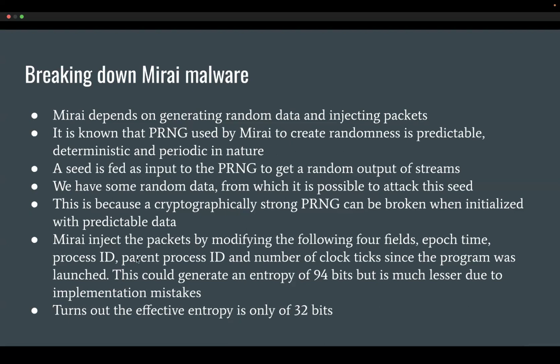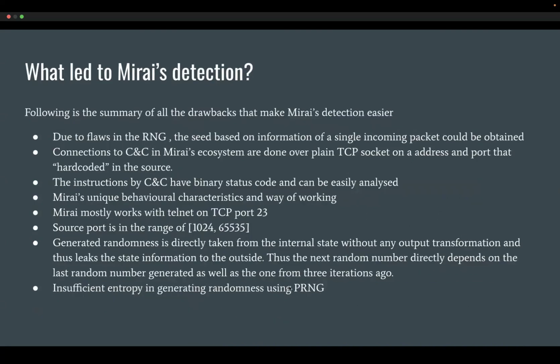All right, so now Mirai, we've seen it injects certain things into packets. It modifies the four fields. It modifies epoch time, process ID, the parent process ID, number of clock ticks, and therefore it could create an entropy, a randomness of 94 bits. But due to these implementation flaws, effective entropy is only 32 bits, which makes Mirai easy to detect. Now, what makes Mirai detectable? We have seen some of those things, right? So the RNG, the finding, attacking the seed, all these things makes it detectable.